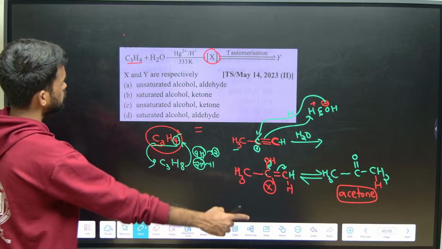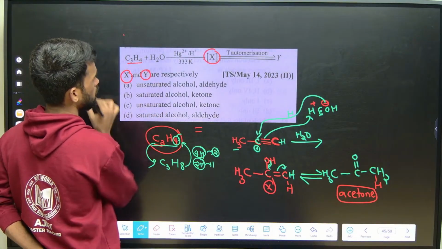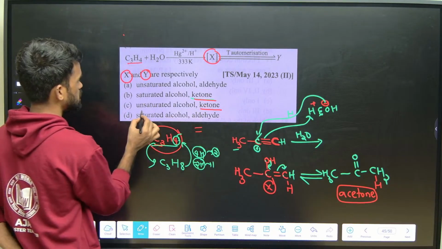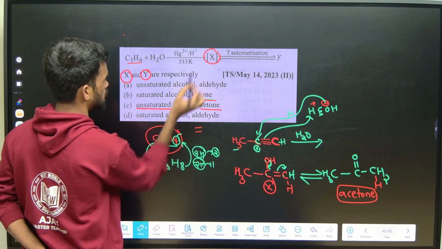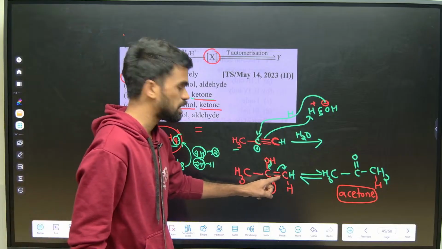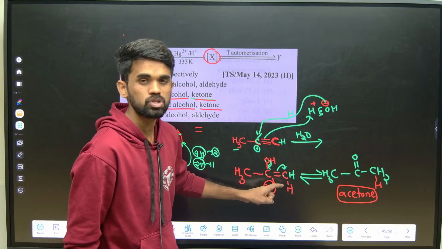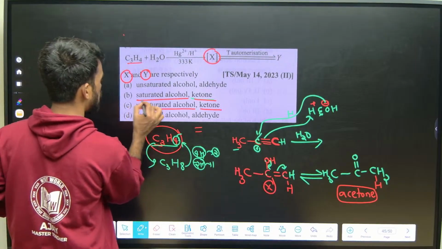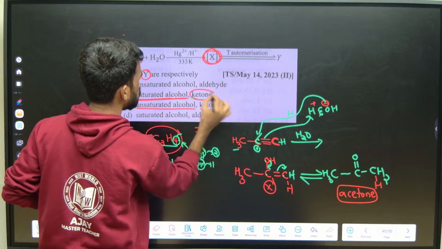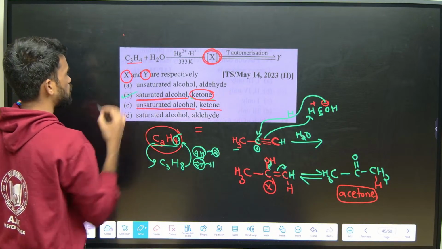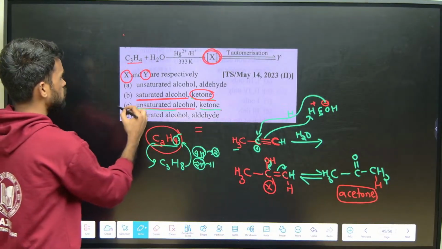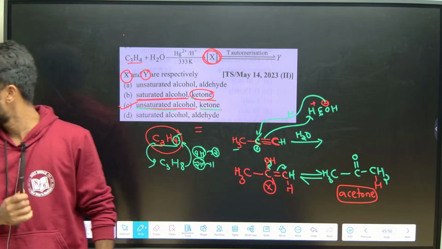See what they are asking, X and Y are. Y is our ketone, yes, here and here ketones are there. And the next one, they are saying X is unsaturated alcohol or X is saturated alcohol. See, one pi bond is there now in the given X compound, so it is an unsaturated compound. So X is our unsaturated alcohol and Y is our ketone. So what could be your answer for the question? Second option will be unsaturated here and ketone. So what could be your answer? Third option will be perfectly correct for the given question right now.